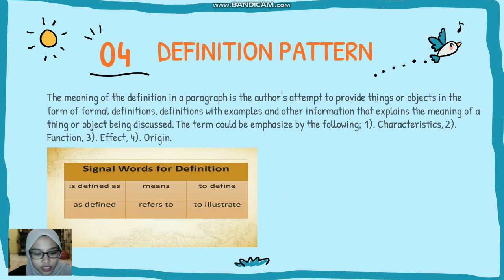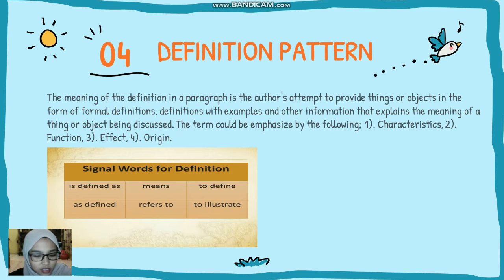Number 4 is definition pattern. The meaning of the definition in a paragraph is the author's attempt to provide things or objects in the form of formal definition. Definitions with examples and other information that explain the meaning of a thing or object being discussed. Explain not just what something means or is, but also what something does, what something is used for, what something looks like, and something like that.